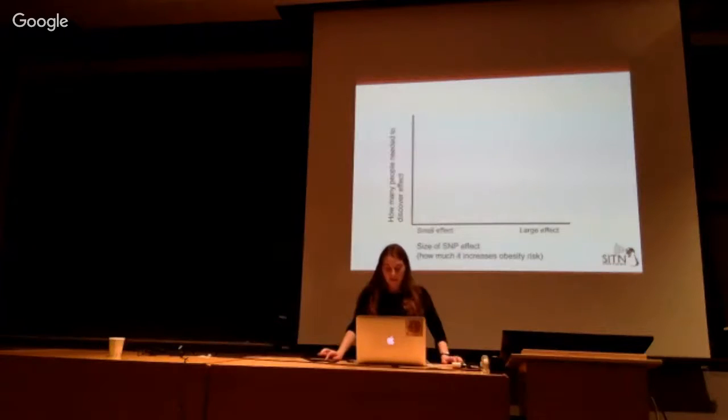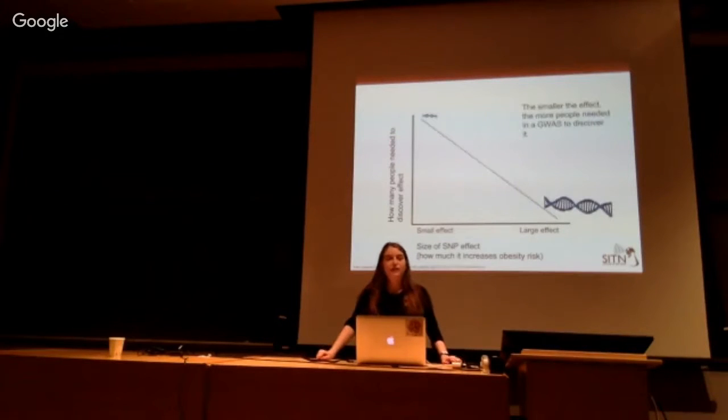So to sum that up, if we made this graph and we put the size of the SNP effect along the x-axis, so from a small effect to a large effect, and how many people needed to discover that effect on the y-axis, it would look something like this. So the smaller the effect you're looking for, the more people needed in your GWAS, Genome-wide Association Study, or to talk about it, to discover it. And conversely, of course, if you have a large effect, you don't need that many people to be sure that what you had was real, because the difference is going to be so big that you don't need to test it that many times to be sufficiently confident.